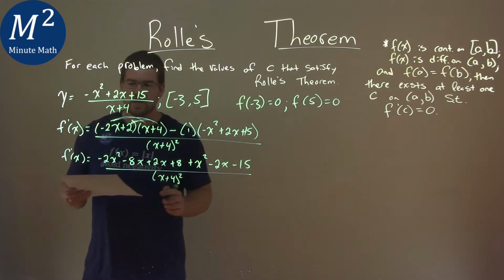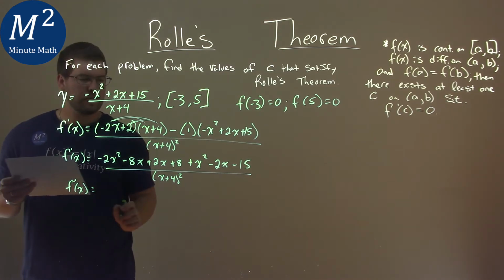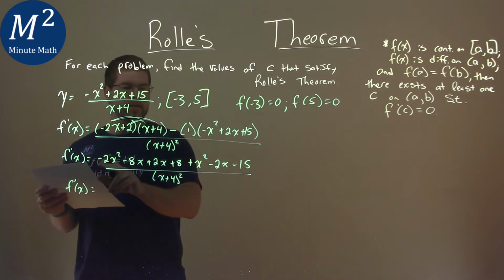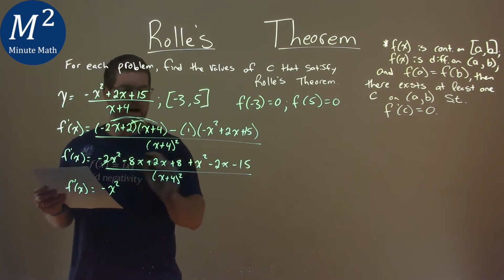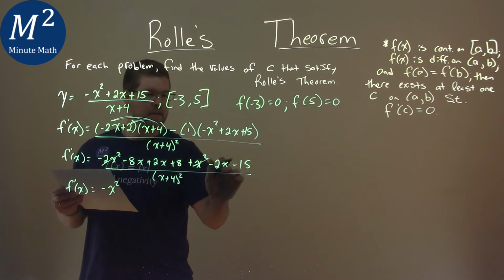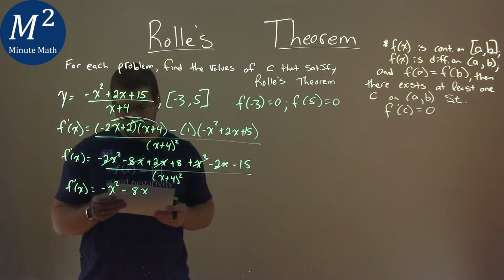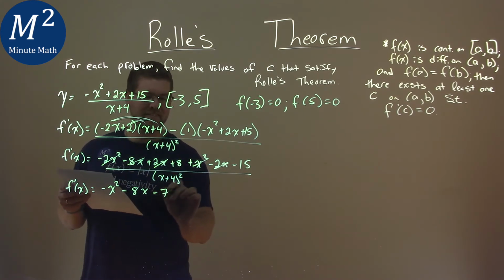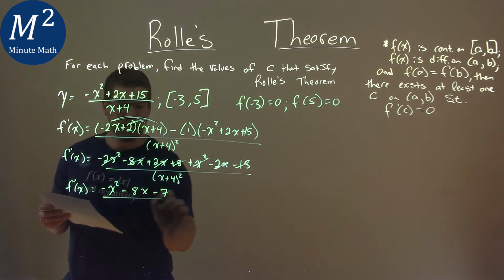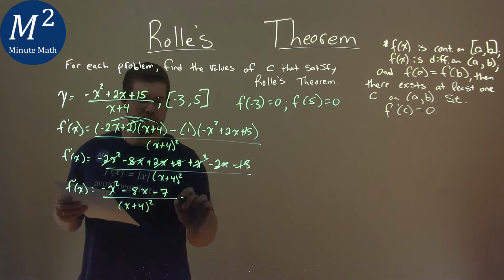Well, let's combine our like terms where we can in the numerator, so f prime of x is equal to, we have negative 2x squared and an x squared is just a negative x squared. We got them. The 2x and negative 2x cancel, and so we're left with just a minus 8x here. Got that. And then 8 minus a 15 comes out to be a negative 7. All over our denominator, x plus 4 squared.